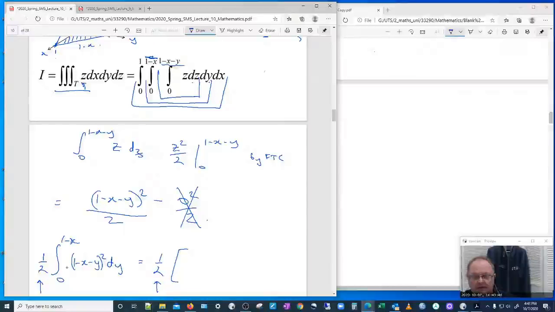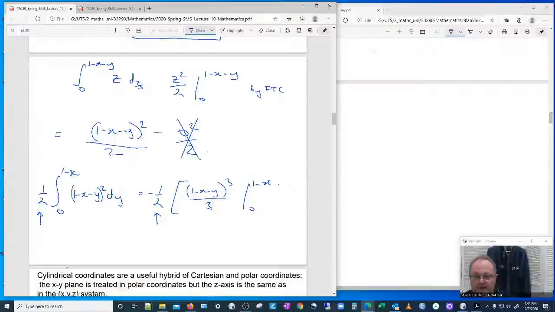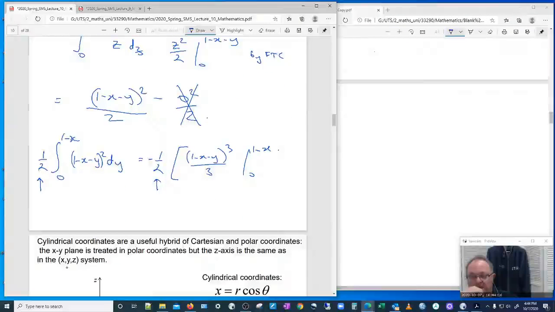Okay, and the u is going to be all of this with respect to y, and you're just going to come back with a minus 1. So I'm going to take the minus 1 out, and then we'll end up with 1 minus x minus y cubed over 3 between 0 and 1 minus x. So that's the integration completed for that middle set. Okay, so then we've got to put our terms in. So we'll get minus a half.